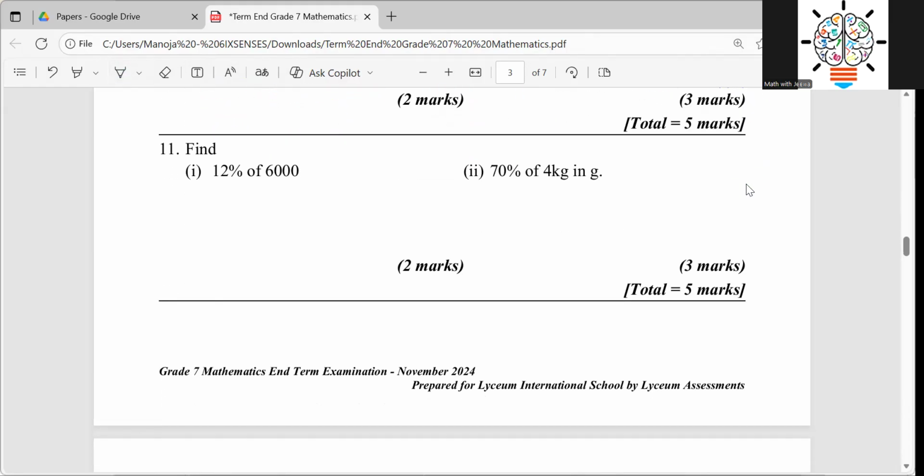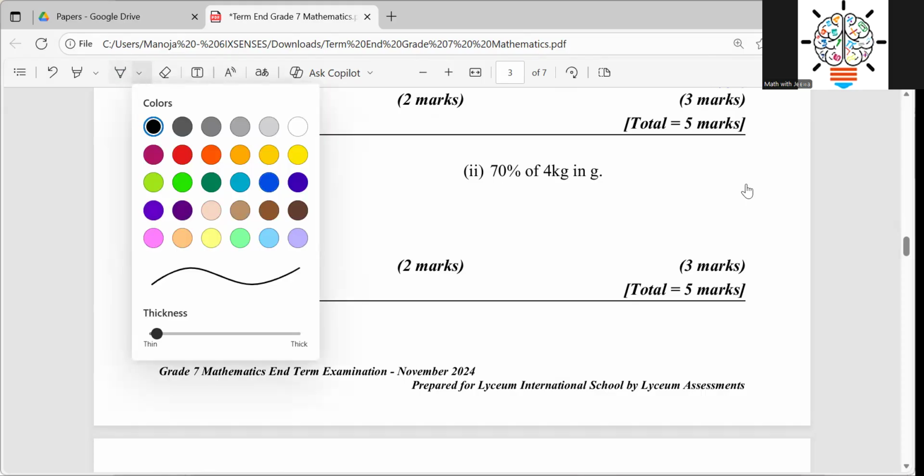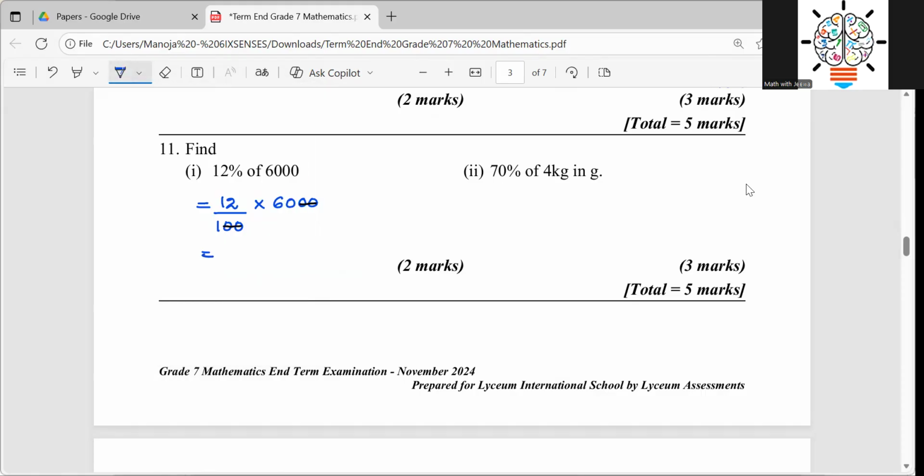Then find 12% of 6,000. How do you write this, children? 12%. 12% of means multiplication and 6,000, and you can simplify this, 2 zeros, 2 zeros. Then what you have? 12 multiplied by 60, right? So here I write 12 multiplied by 60. The final answer is 720.